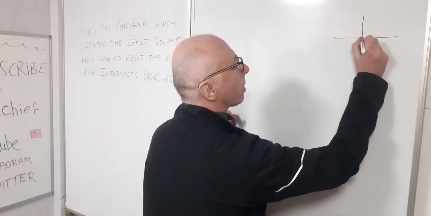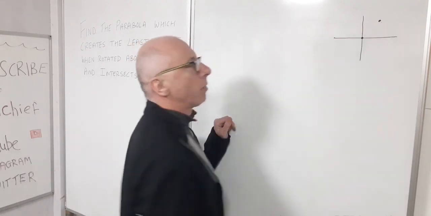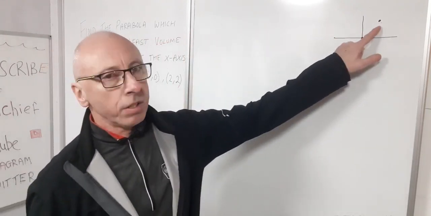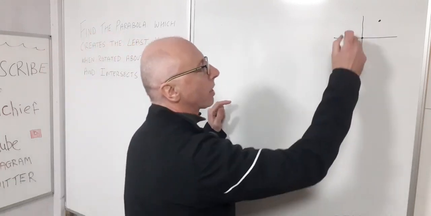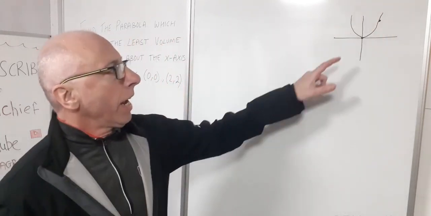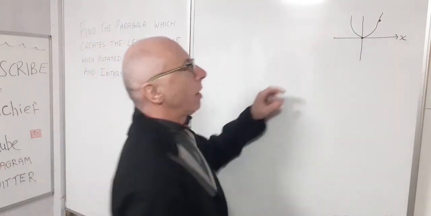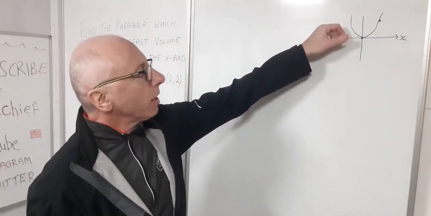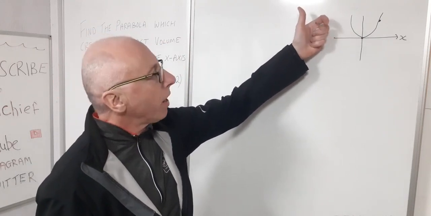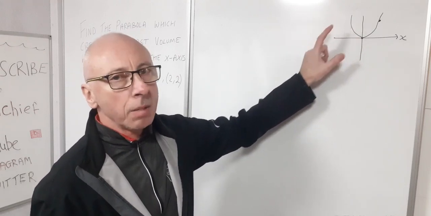So we've got our points (0, 0) and (2, 2). And we want some parabola which just intersects those two points. So for example, we could have this one. And when it's rotated around the x-axis, that will create a 3-dimensional shape, like a cone or something like that. And we want the least volume that we can create with any parabola.